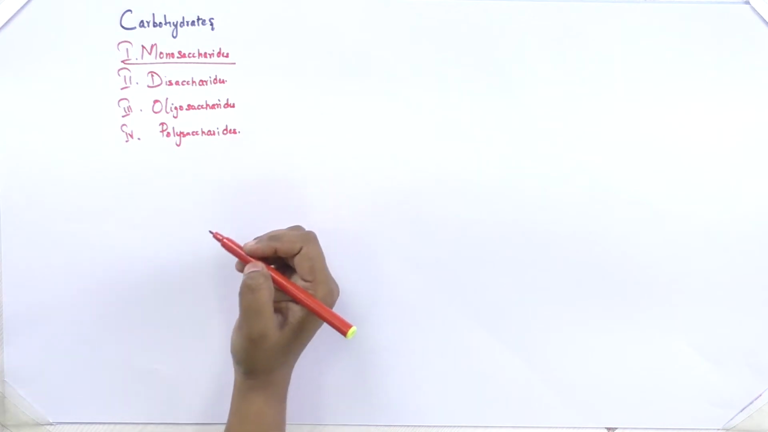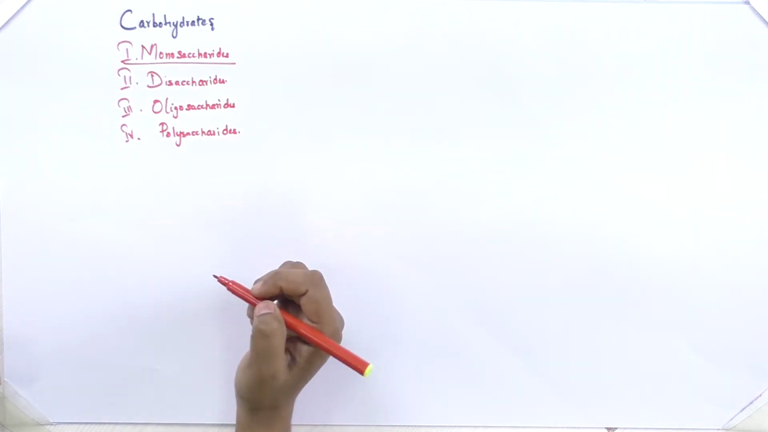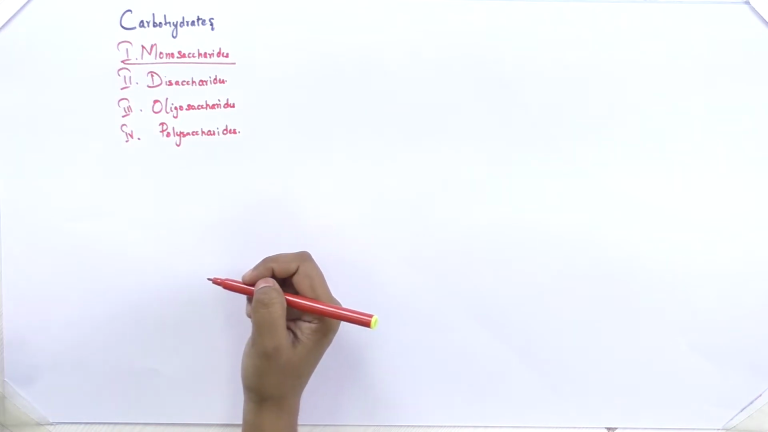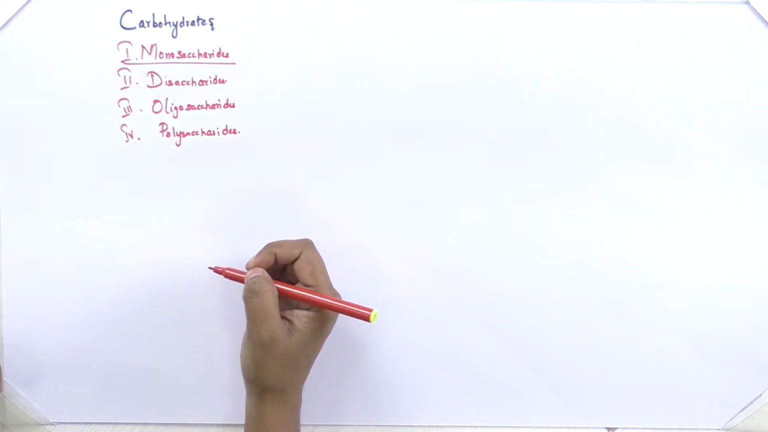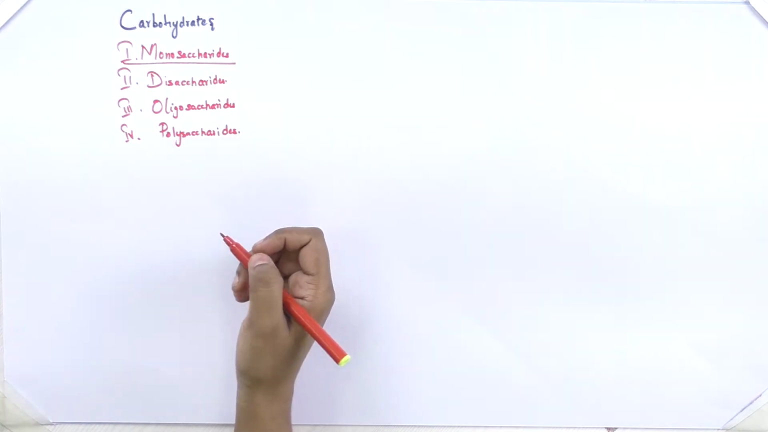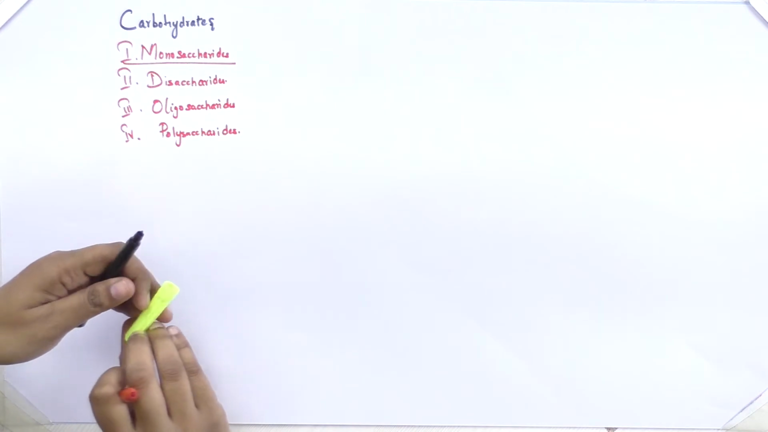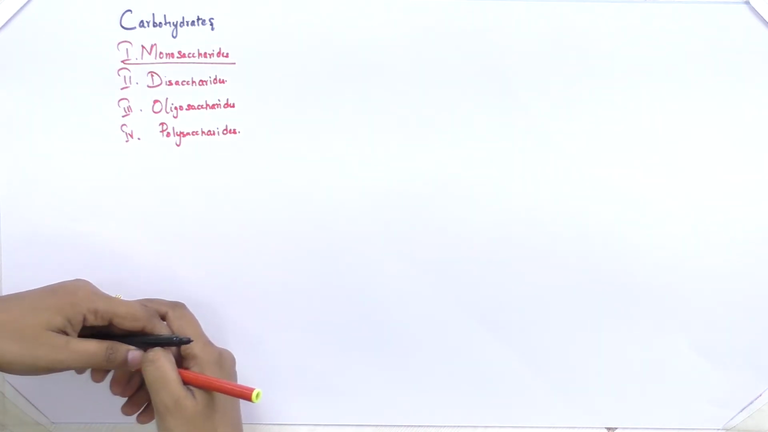Now we're going to take up monosaccharides. Mono stands for one. So a monosaccharide is a single carbohydrate unit, which is why it is known as a monosaccharide. The typical examples we come across day to day are carbohydrates. There are four categories of carbohydrates: monosaccharide, disaccharide, oligosaccharide and polysaccharides.